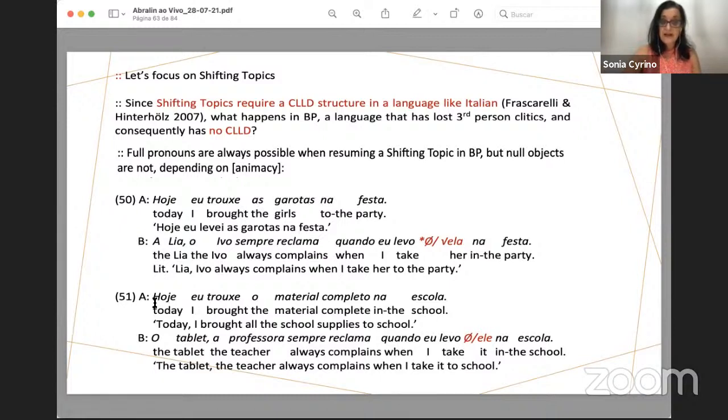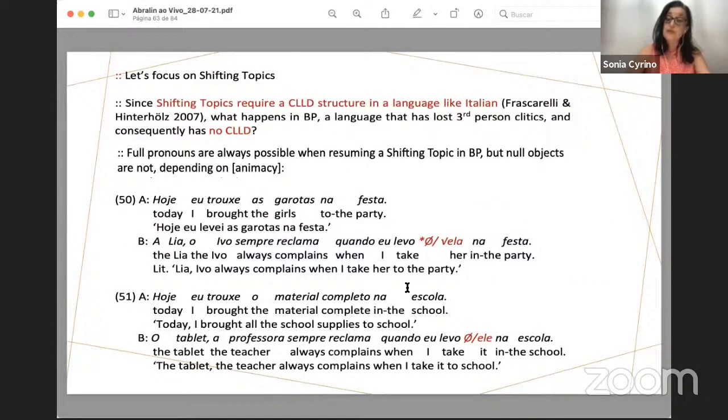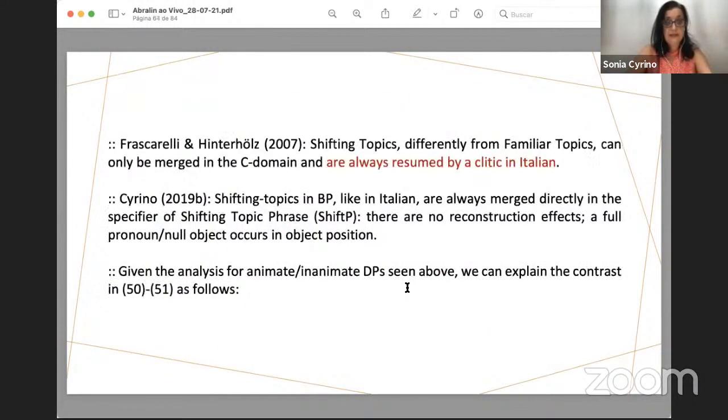Now, if I have an inanimate antecedent, hoje eu trouxe o material completo na escola. O tablet, a professora sempre reclama quando eu levo na escola. That's much, much better. Quando eu levo, quando eu levo ele, then the one here. And then here we have a shifting topic. And this is different from what happens with familiar topics, because with familiar topics, as we're going to see, you can have both animate and inanimate.